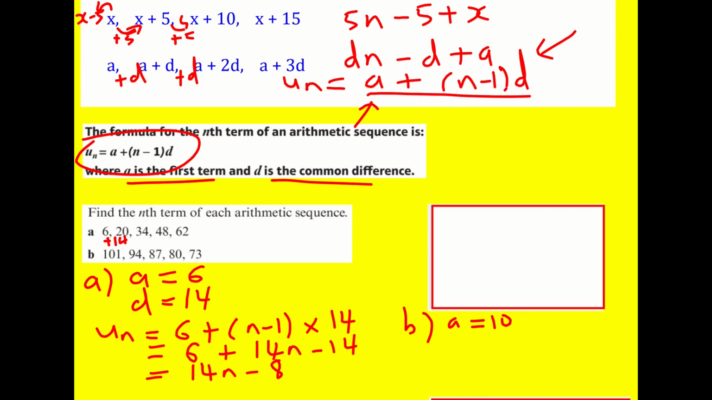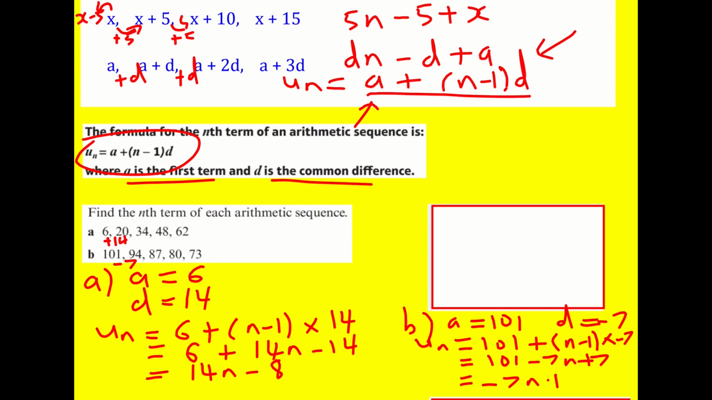A is equal to 101. D, this time, it's going down. How many is it going down by? It's going down by 7, minus 7. So un is going to be a, which is 101, plus n minus 1 times minus 7, which is 101 minus 7n. If I multiply that out, plus 7, careful with the double negative, which is going to be minus 7n plus 108. You might write that as 108 minus 7n. Fair enough. Okay, sorted.